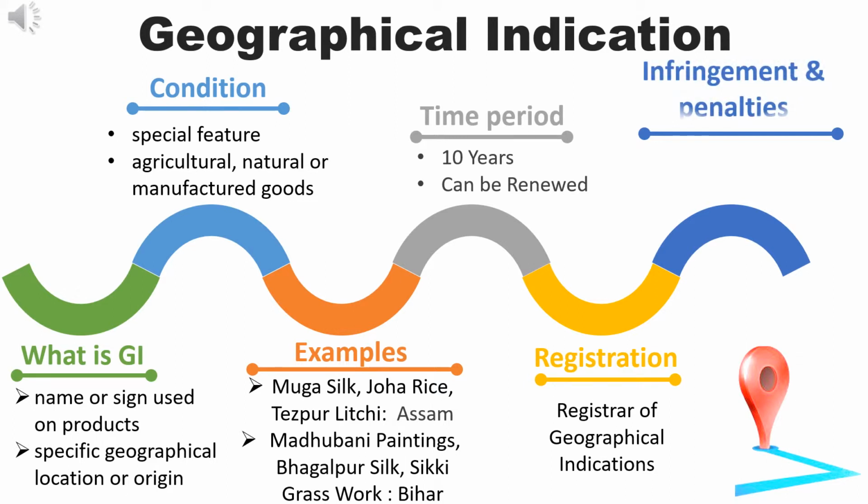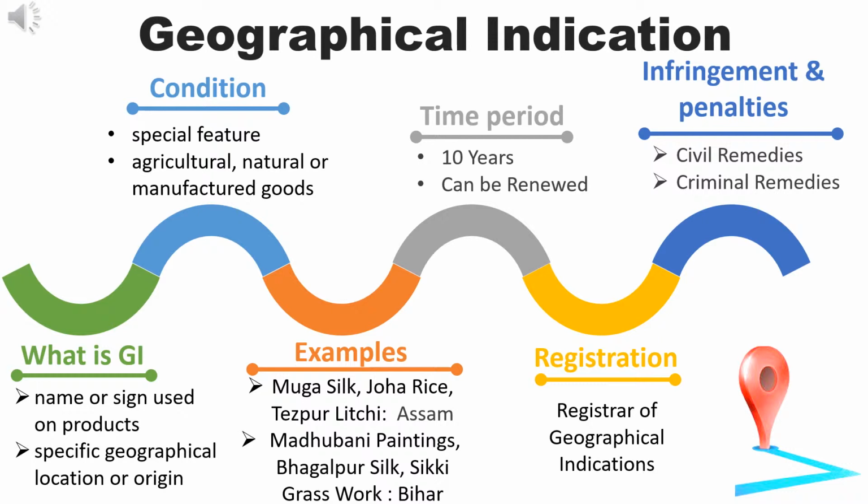The examples of GI in India are Darjeeling tea, which became the first GI tagged product in India. Other examples are Madhubani paintings, Bhagalpur silk, sticky grass work of Bihar. An application for registration must be made before the Registrar of Geographical Indications by any association of persons or producers or any organization. A GI is registered for an initial period of 10 years, which may be renewed from time to time.